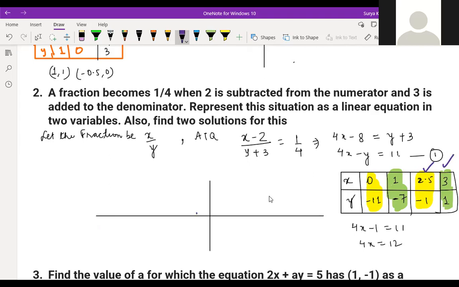At y is minus 1, x is 2.5. Where will 2.5 come? Somewhere between 2 and 3, and for y you should get minus 1, so minus 1 should be here. So the point is 2.5 comma minus 1. Is it clear how this point is coming over here, children?